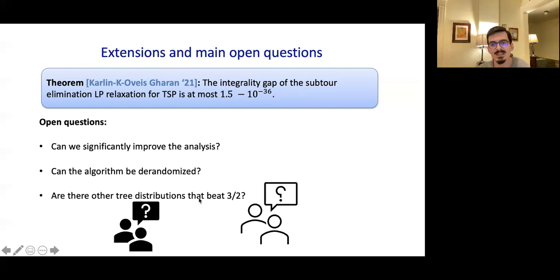But the main open question is whether our analysis can be greatly improved. We still have no idea how much better than 3/2 this algorithm is. And we're very hopeful that someone will come along with an exciting new idea.